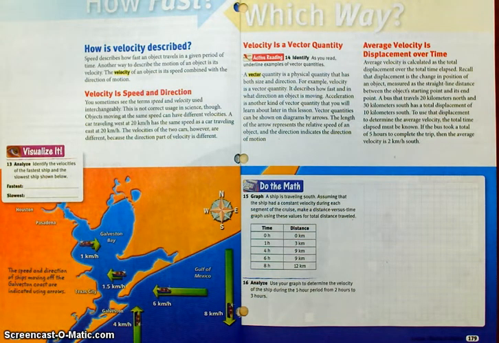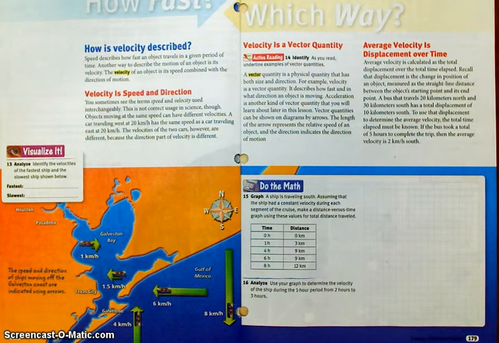Now, sometimes you'll see the terms speed and velocity used interchangeably. If we're really picky, though, this is actually not correct. Objects moving at the same speed can have different velocities. For instance, a car traveling west at 20 kilometers per hour has the same speed as a car traveling east at 20 kilometers per hour. But the two velocities are different because the direction is different. So if the direction part of their velocity is different, the velocities aren't the same, even if the numeric value is both 20. Okay, so velocity is speed with direction.